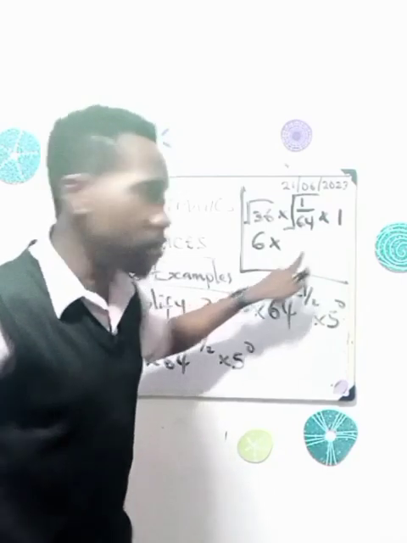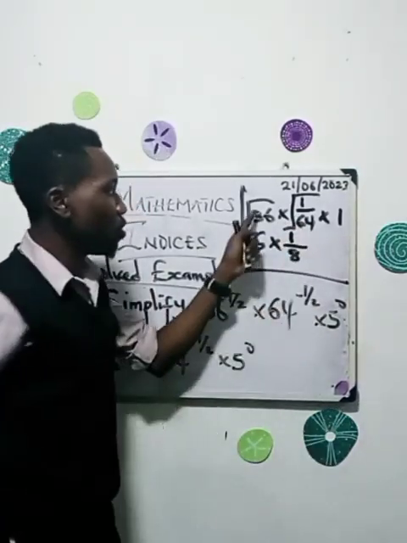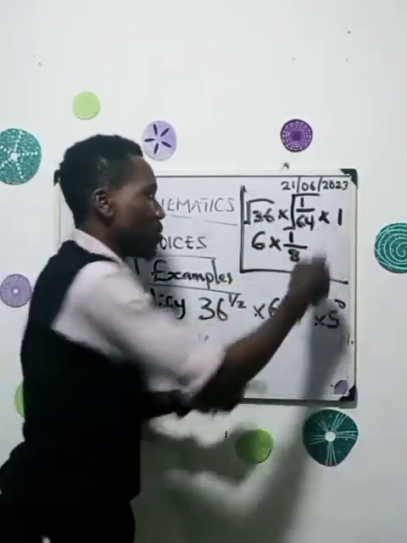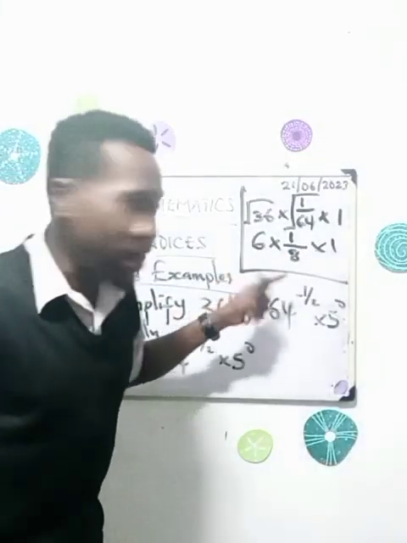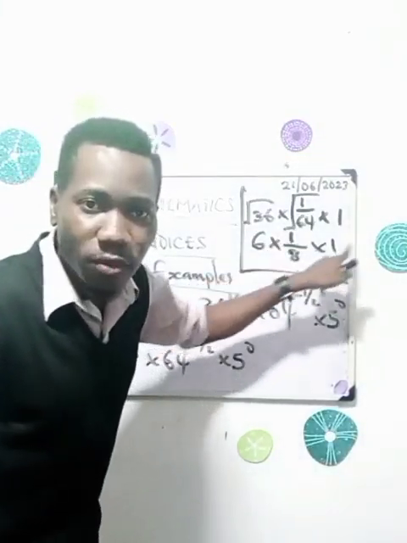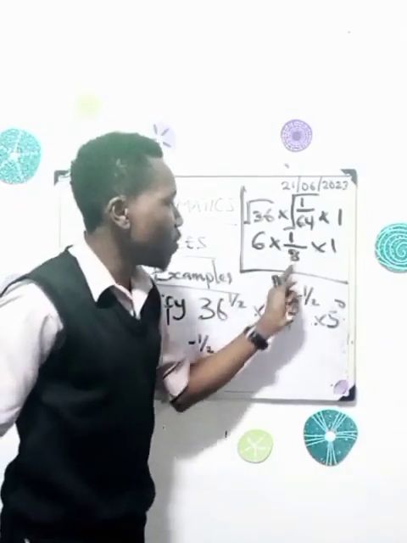What's the square root of 64? 8. Good. So the square root of 1 is 1 and the square root of 64 is 8. So we have 6 times 1 over 8 times 1. Now we need to solve. This is like multiplication of fractions. 6 times 1 over 8 times 1.